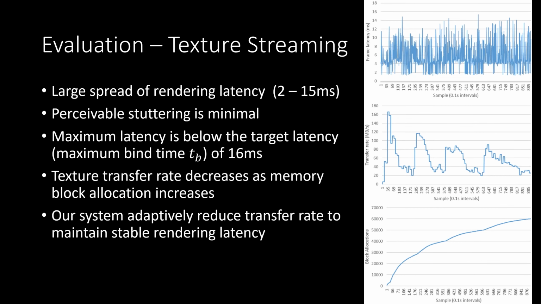The first chart on the top shows the frame latency of the Berlin rendering. Although a large spread of rendering latency from 2 to 15 milliseconds is measured, the perceived frame rate stuttering is minimal as the maximum frame latency is below the target latency of 16 milliseconds. The second chart shows the decreasing mipmap transfer rate as the number of memory block allocations increases, shown in the third chart. These charts indicate that our system adaptively reduces mipmap transfer rate when memory block bind time increases, successfully maintaining a stable rendering latency throughout the simulation.